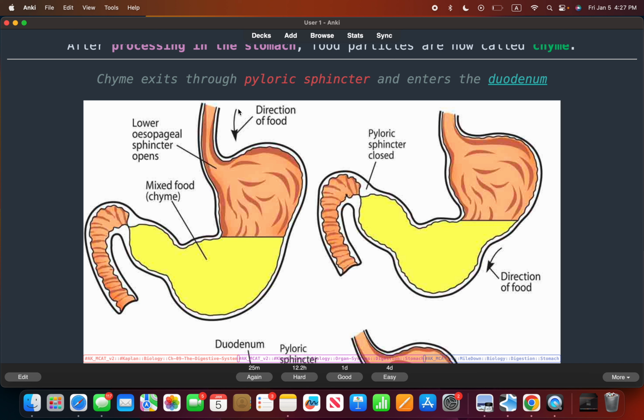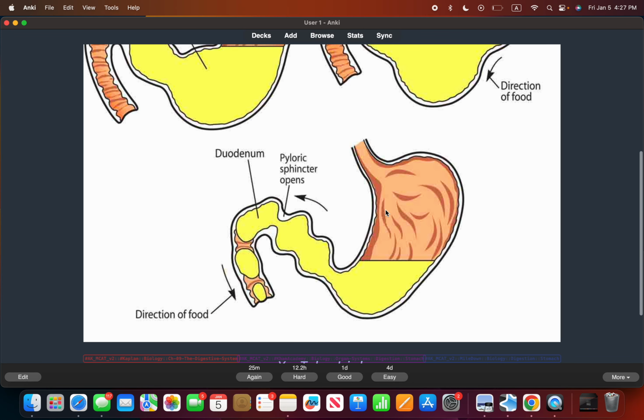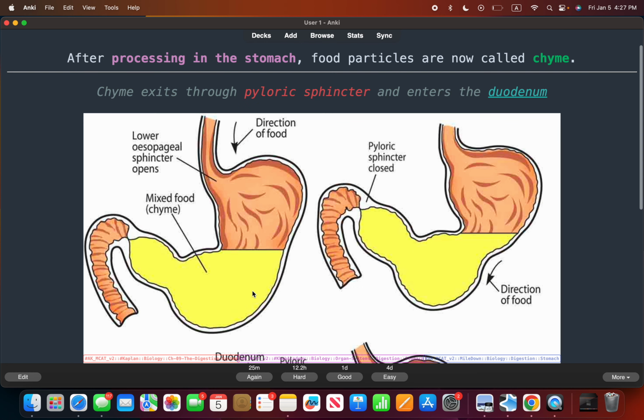The direction of food is from the fundus. So we have the lower esophageal sphincter that opens. Now the fundus is empty here, and we have the chyme. The chyme passes through the pyloric sphincter, which is closed. And here we have the duodenum, and this is the direction of food again. Chyme exits through the pyloric sphincter and enters the duodenum. Perfect.